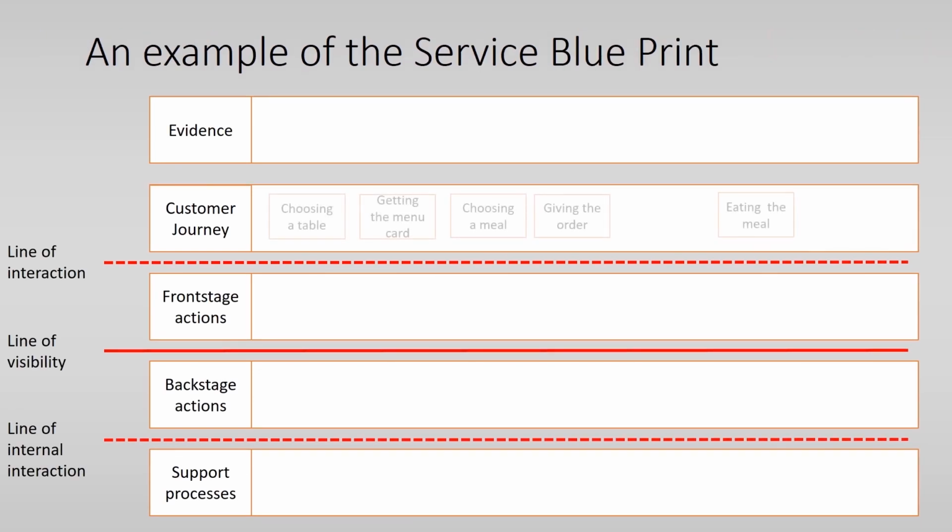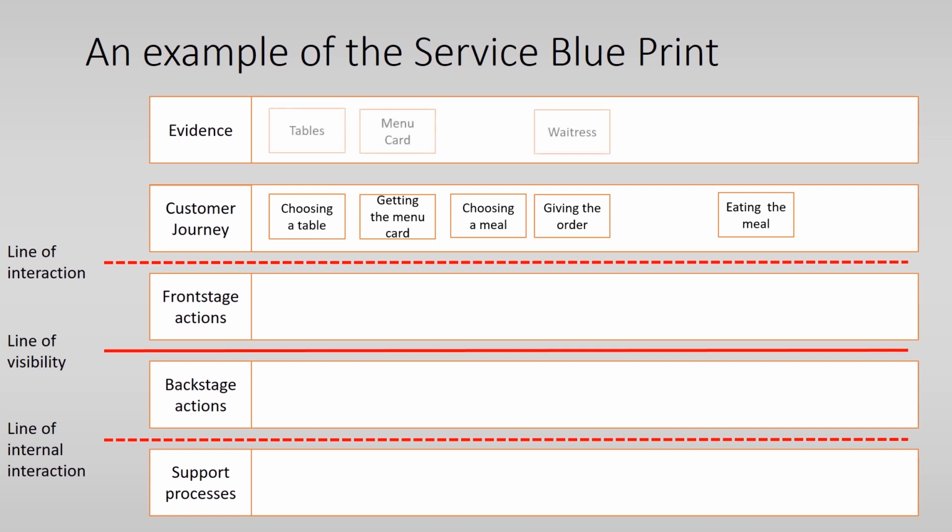Here you see an example of the service blueprint. In the first lane, you see examples of tangible and non-tangible materials that could be seen by any restaurant visitor. For example, tables, menu card, waitress, etc. The second lane shows the actions taken by the customer or restaurant guest. The guest chooses a table, receives the menu card, chooses a meal, gives the order and eats the meal.